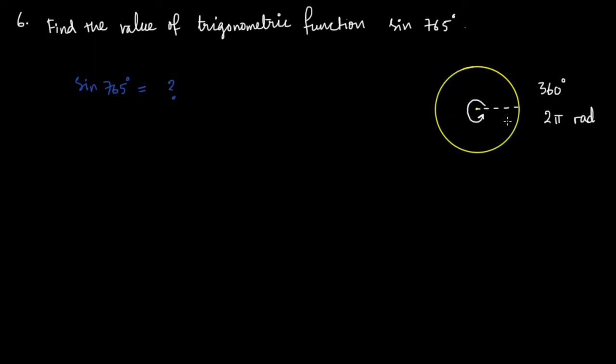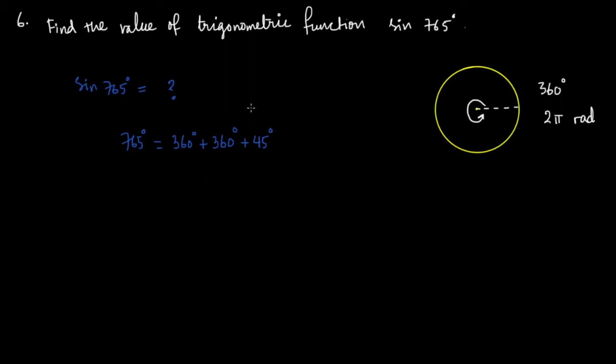So sine 0 degree and sine 360 degree are of the same value, so would be cos 360 and cos 0, right? So let's break down 765 in terms of 360. So 765 degrees can be written as 360 degrees plus 360 degrees, so this is 720 plus 45 degrees, right?